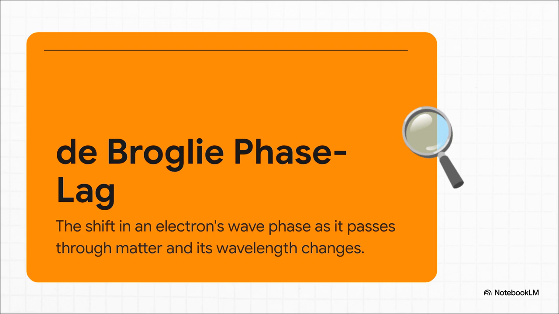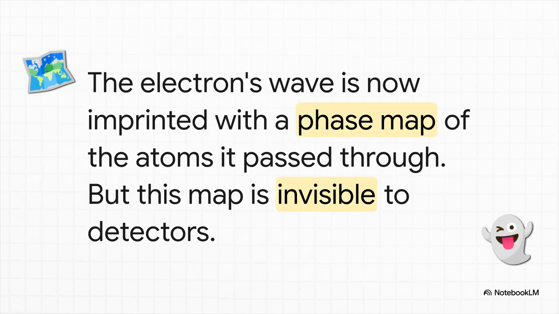So what you end up with is a wave that's now totally out of sync with itself. So by the time that single electron wave comes out the other side of the sample, it's basically carrying an invisible map, a phase map of the atomic landscape it just flew through. The information is all there, it's just encoded in these subtle shifts in the wave.